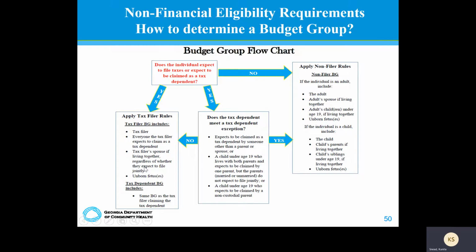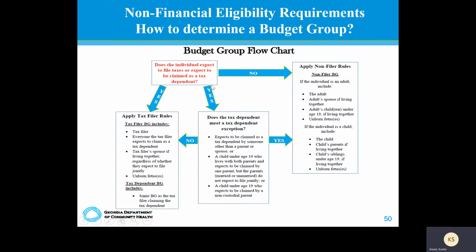If the tax filer, that's the person that's filing taxes, is married and living with their spouse, that spouse needs to be included. And then if there's anybody pregnant, we will count the unborn fetus. So if they're pregnant with triplets, we're going to count 3 people. They're pregnant with twins, we're going to count 2. So however many they're pregnant with, that's what we're going to count. So again, if they expect to file taxes, you're going to apply tax filer rules, and these should be the people in that particular budget group, and they should be listed on that application.